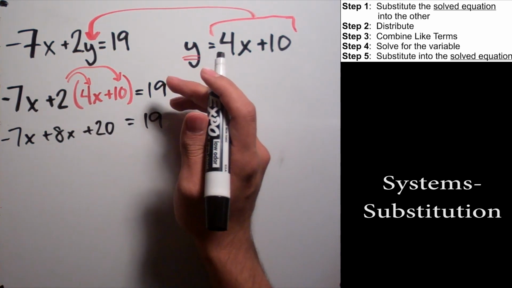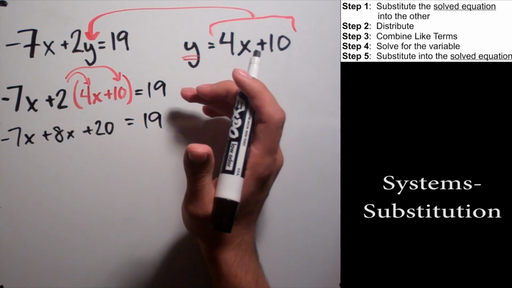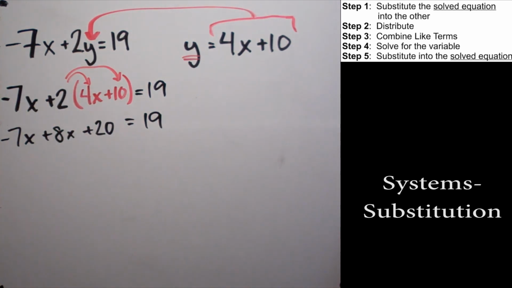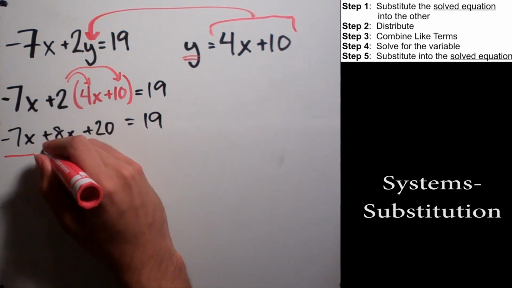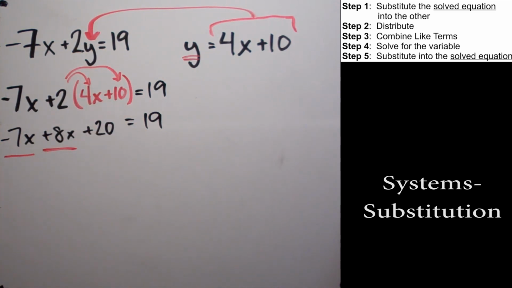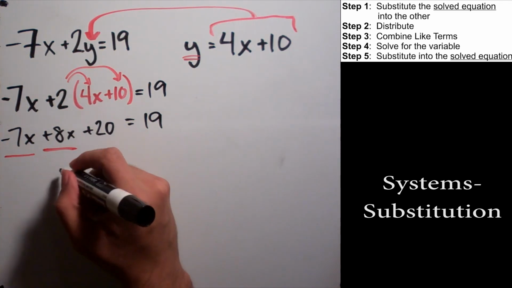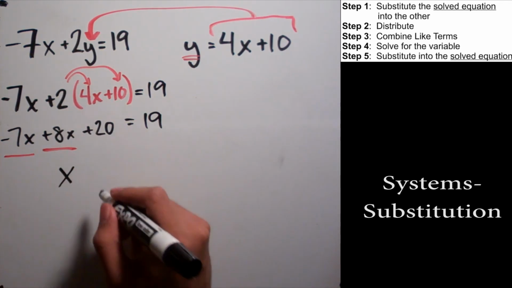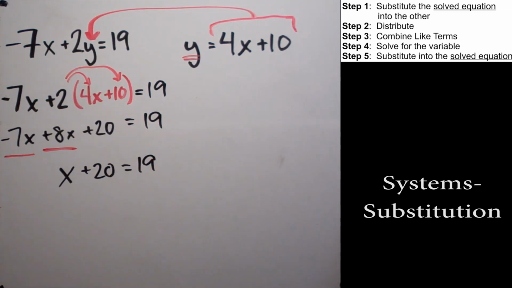Now we want to solve for x, and I've put the steps on the screen just so it's very transparent what you need to do. So we've distributed. Now we need to combine like terms. Well, I see a like term. We see that we have negative 7x and positive 8x. That's going to give us negative 7 plus 8. That is just 1x, or I'm just going to put x. Okay, we're going to add 20 to it and set it equal to 19.